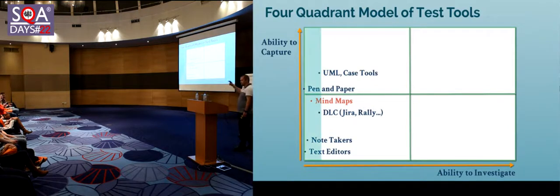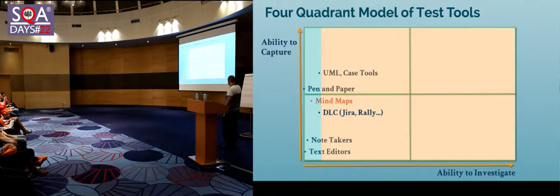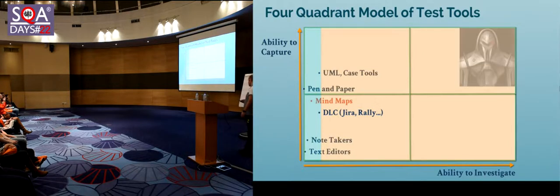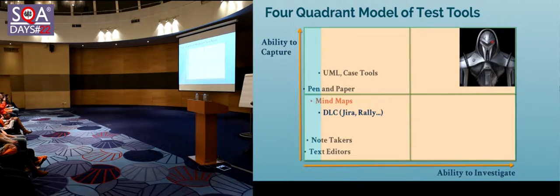We can argue a bit about the vertical axis. But one thing is clear. They are all on the left side. There is nothing here. I'm not aware of any tool in this area. In other words, our brain, our thinking process is still needed to investigate.